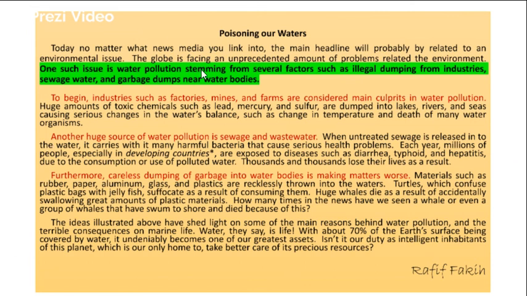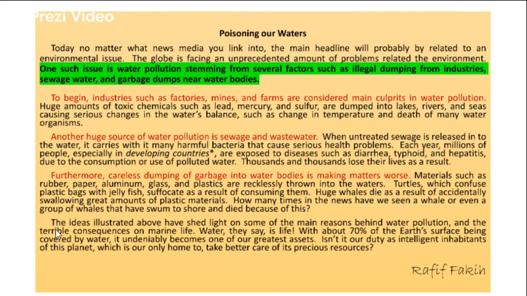An introduction, no need to go through it. Now, notice my first idea: To begin, industries such as factories, mines, and farms are considered main culprits in water pollution. Here, I explained that. I supported that idea, which goes back to the thesis. Topic sentence 2: Another huge source of water pollution is sewage. When untreated sewage is released to the water, it carries, it causes, etc. Body paragraph 3, the topic sentence: how garbage affects water bodies.